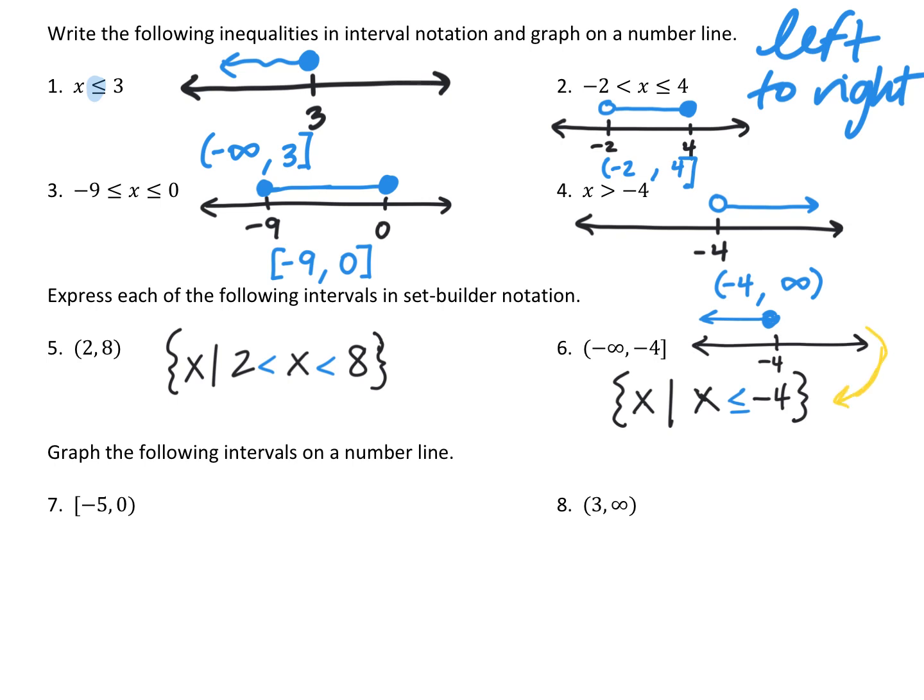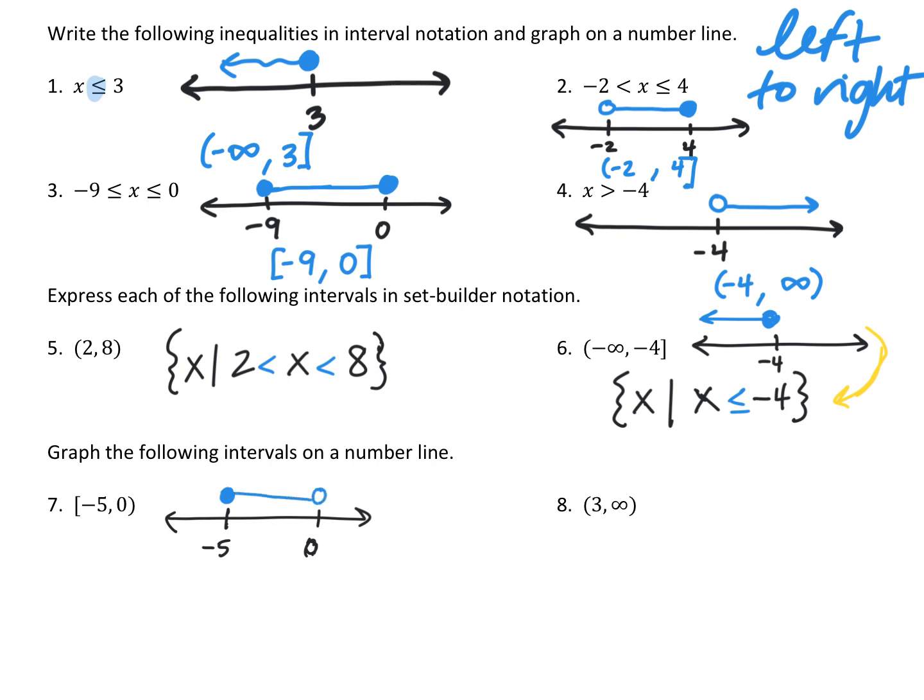Number 7, graph the following on a number line. We've already done a lot of this. I'll do number 7, and then if you could try number 8. So we are at -5, 0, because I have a bracket at -5, that's a closed circle. Oh, sorry. And a parenthesis at 0 means it's an open circle.